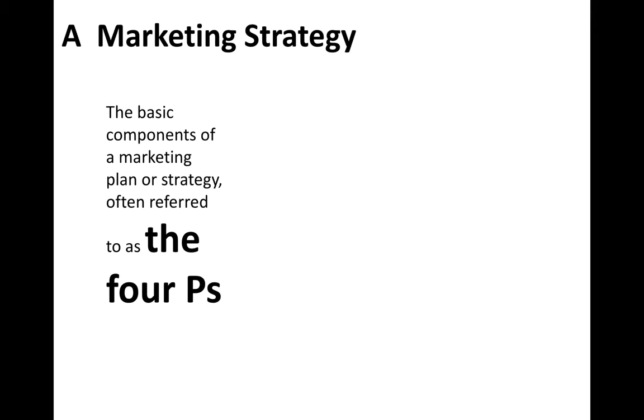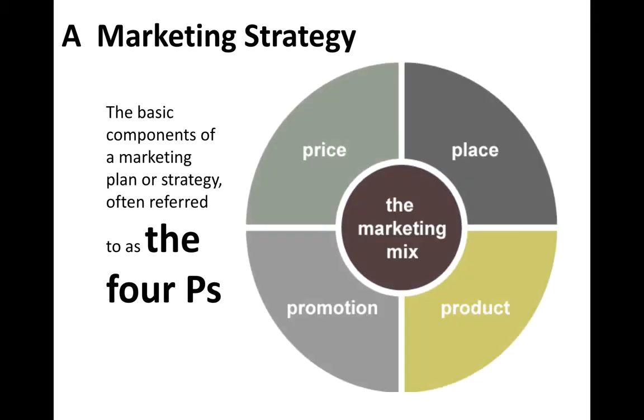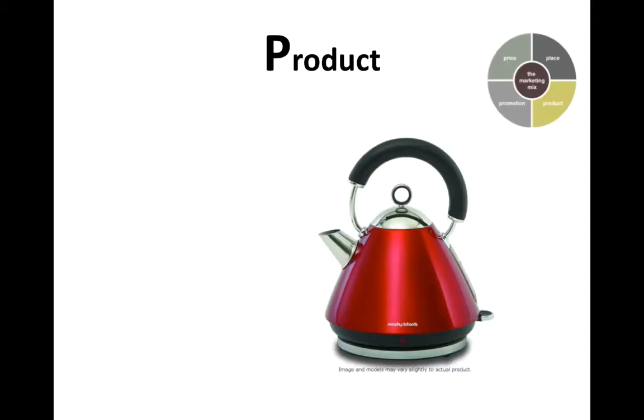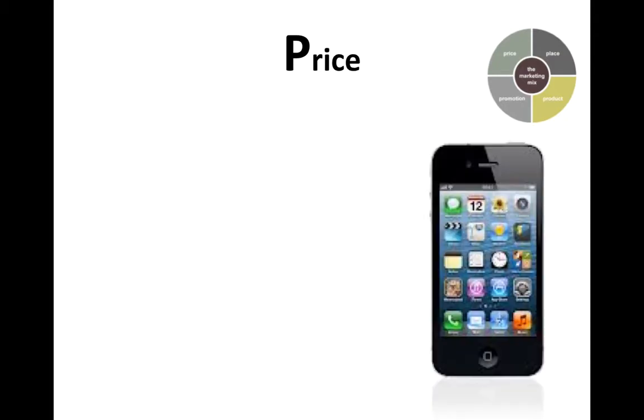Now, the basic components of a marketing strategy are often referred to as the 4 Ps. These are price, place, promotion and product. Okay, so let's look at those 4 in turn. First of all, let's look at the product. It's important that you know your product's USPs, your unique selling points. If you know what is good about your product, that's the first thing you need to try and get across to the people that want to buy it.